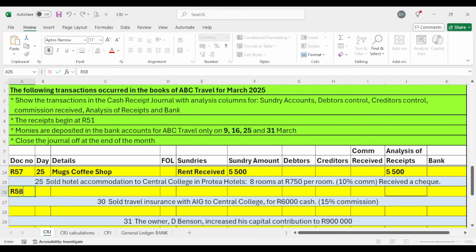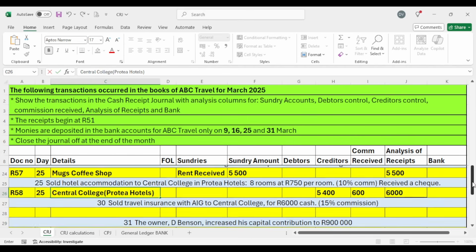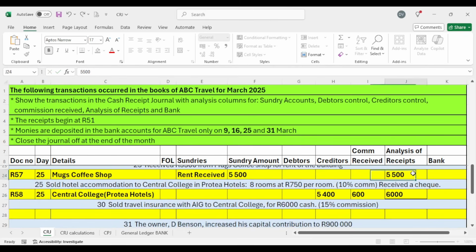Right, let's put it on our journal. We are now at R58. The day is the 25th, and we put our full value under analysis of receipt, 6,000 Rand. What was it for? We know that 600 Rand was for commission that we made, and the balance of 5,400 is due to the creditor. I fill in my details to show where did the money come from. It came from Central College, and I show my creditor, Protea Hotels, in brackets. Right, so on the 25th, we're also supposed to be going to the bank. So we can take this money to the bank. All the amounts that has not gone to the bank yet, it's your 5,500 plus your 6,000.